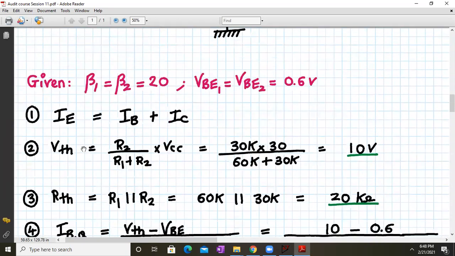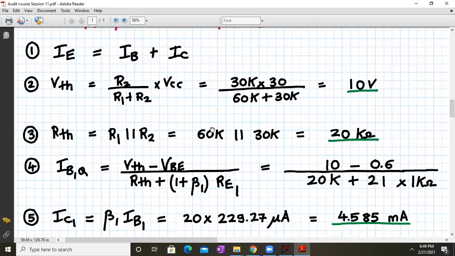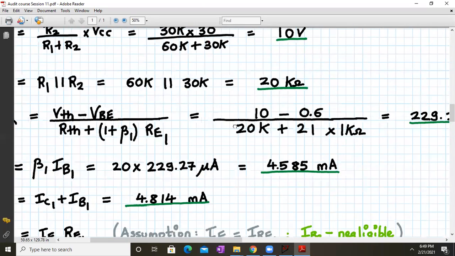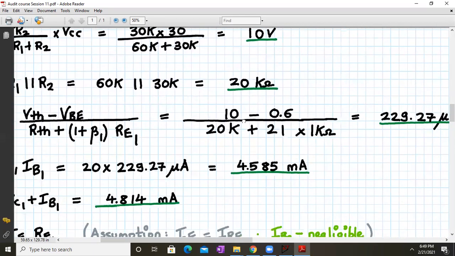After Thevenin's equivalent, we get VTH equal to R2 upon R1 plus R2 into VCC, which will be 30K into 30 divided by 60K plus 30K. That will be 10 volts. Fine. And next will be RTH, which is R1 parallel to R2, which will be 60 kilo ohms parallel to 30 kilo ohms, which will be 20 kilo ohms. Now, IB1 is VTH minus VBE upon RTH plus 1 plus beta 1 into RE1. If you substitute all the values, you will get it as 229.27 microamperes.